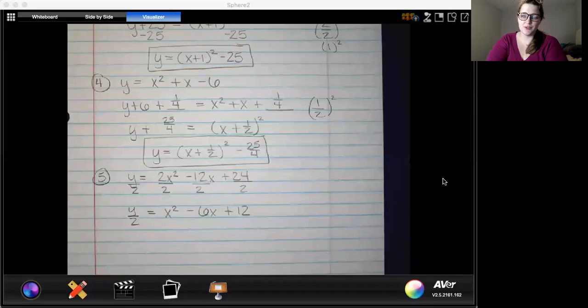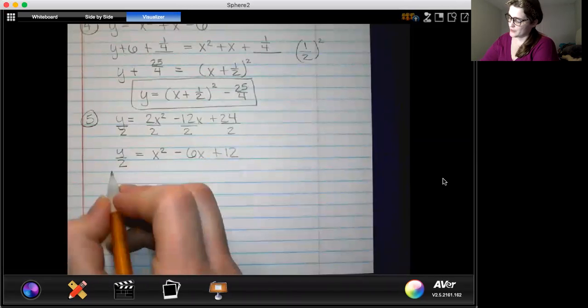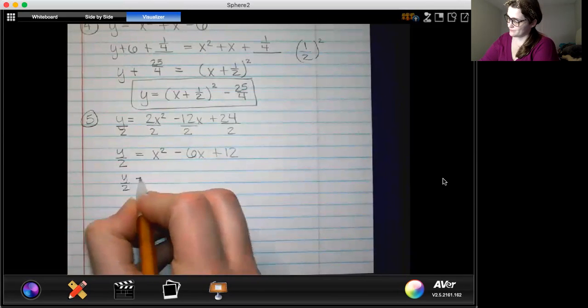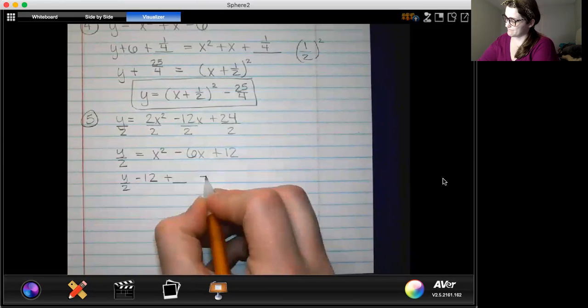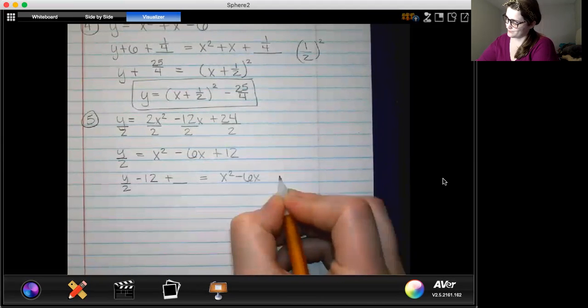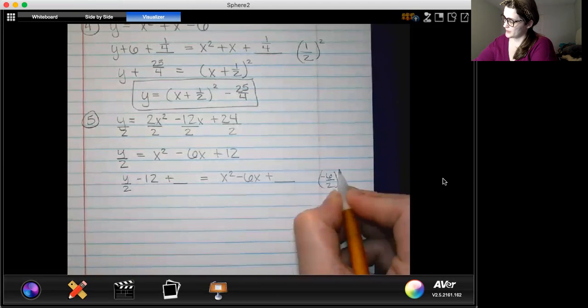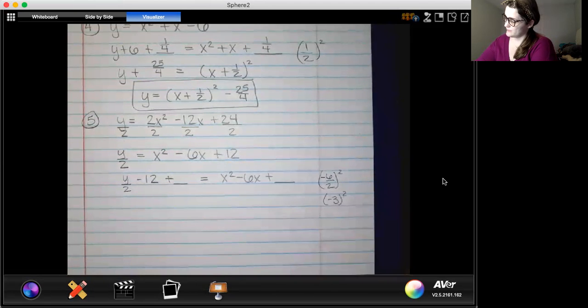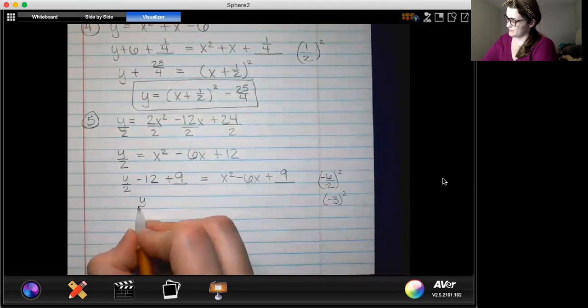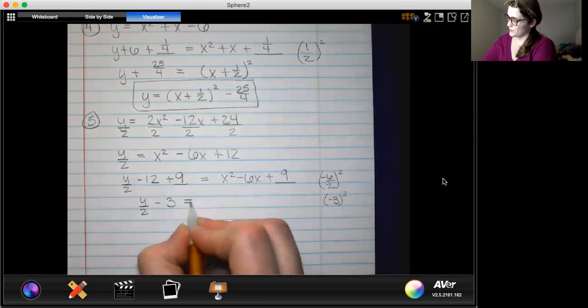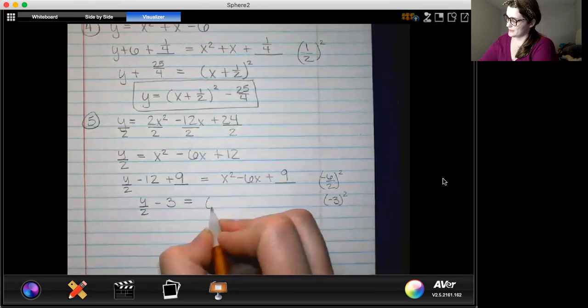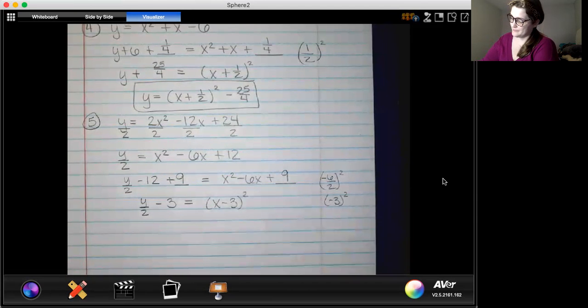Okay, let's see how you're doing with the problem solving. So I'm going to first subtract my 12 over and add in a blank. Then we're taking my value, negative 6 divided by 2 quantity squared, which should be negative 3 squared, which should be 9. Combine like terms. On the right side, we're going to factor. So that'd be x minus 3 squared. Then I'm going to add my 3.